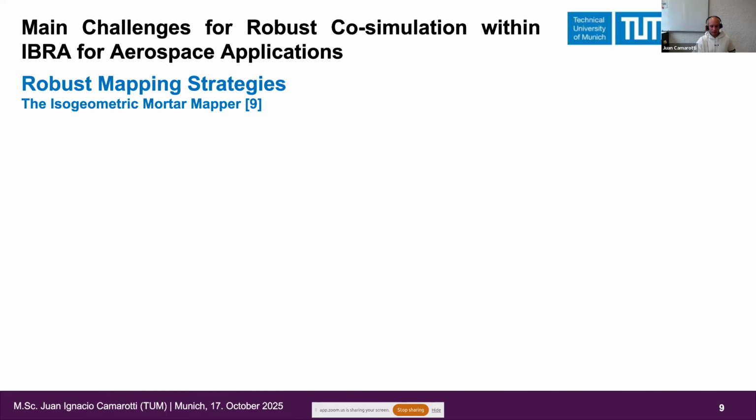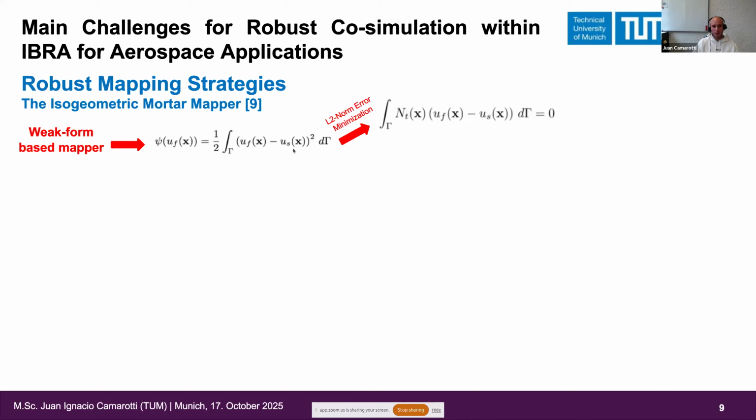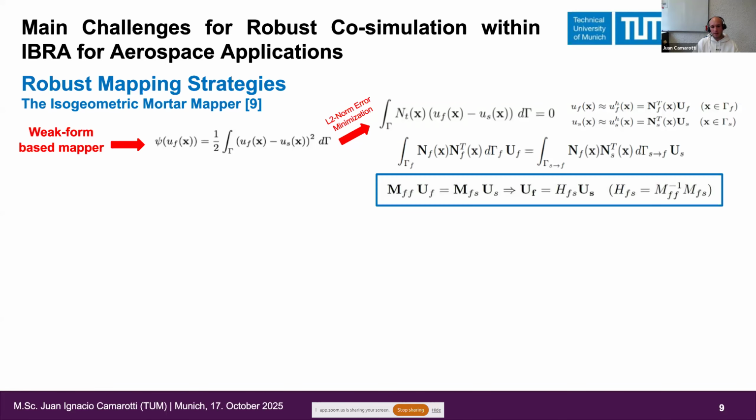Usually, in the case of FSI simulations with IGA, one of the most used mappers is the isogeometric mortar mapper, which is a weak form mapper. In this, you start with the functional that you want to minimize, which is basically the difference between the solution field on one domain and on the other. You minimize this functional, you insert your discretization space for both domains, and at the end of the day, you end up with a linear system that needs to be solved in order to do the mapping.